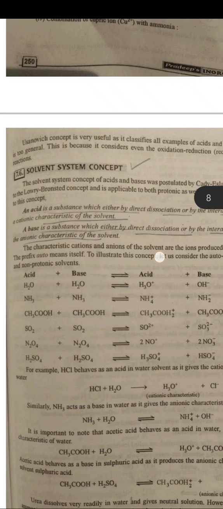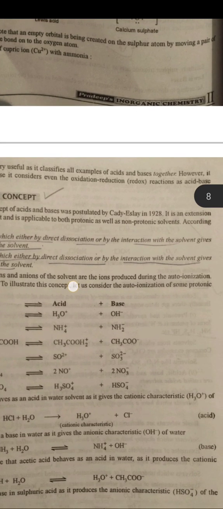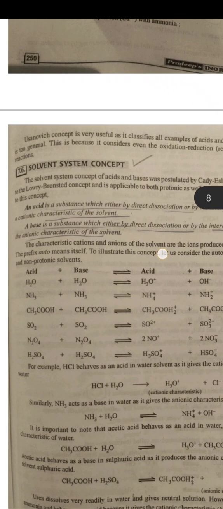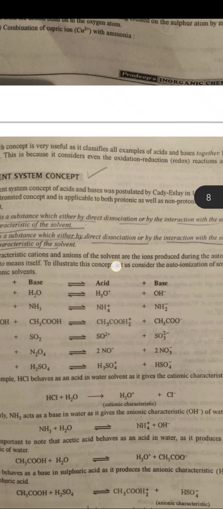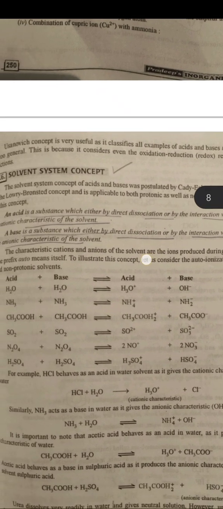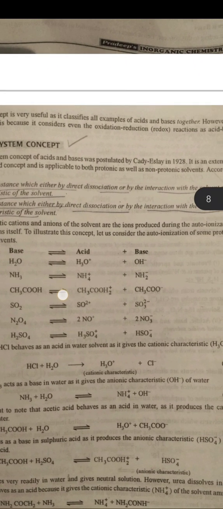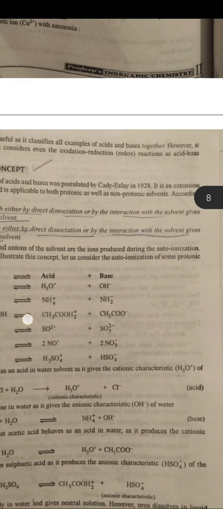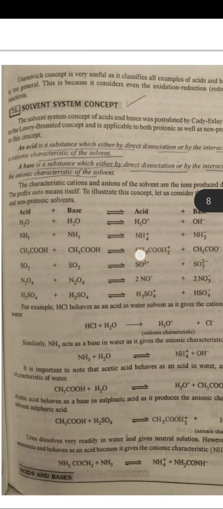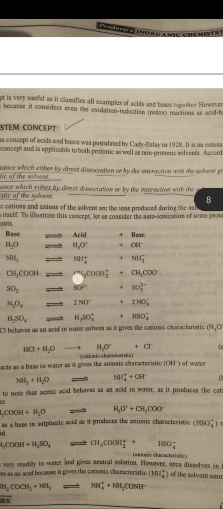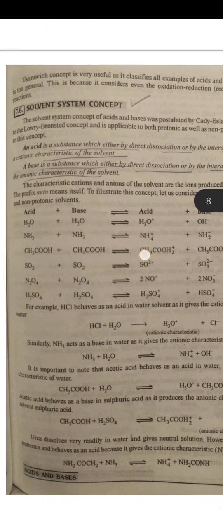Solvent system concept. The solvent system concept of acids and bases was postulated by Cady and Elsey in 1928. It is an extension to the Lowry-Bronsted concept and it is applicable to both protonic as well as non-protonic solvents. According to this concept, an acid is a substance which either by direct dissociation or by interaction with the solvent gives the cationic characteristics of the solvent. The characteristic cations and anions of the solvent are the ions produced during the autoionization. The prefix auto means itself.